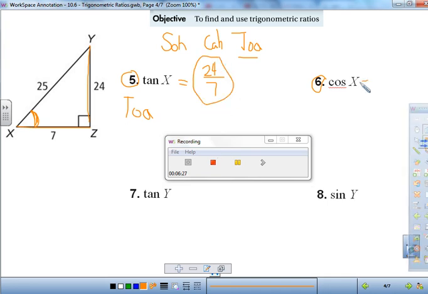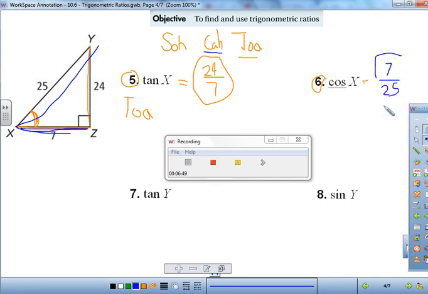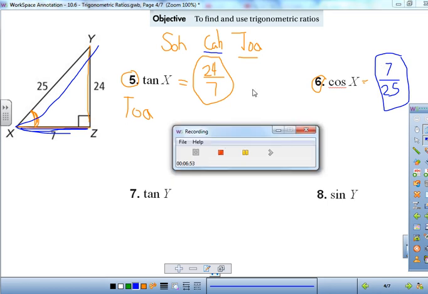The next one, cosine, that's CAH, adjacent over hypotenuse, cosine of X. So adjacent to angle X is still 7. That's still adjacent. That was adjacent here. It's adjacent here. So it's 7 over your hypotenuse. Now that's the longest side, 25. So 7/25 cannot be reduced, simplified, so that's it.